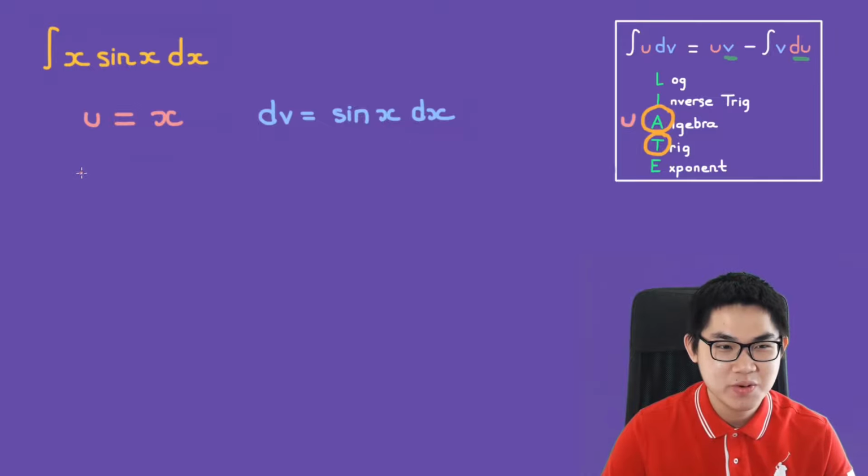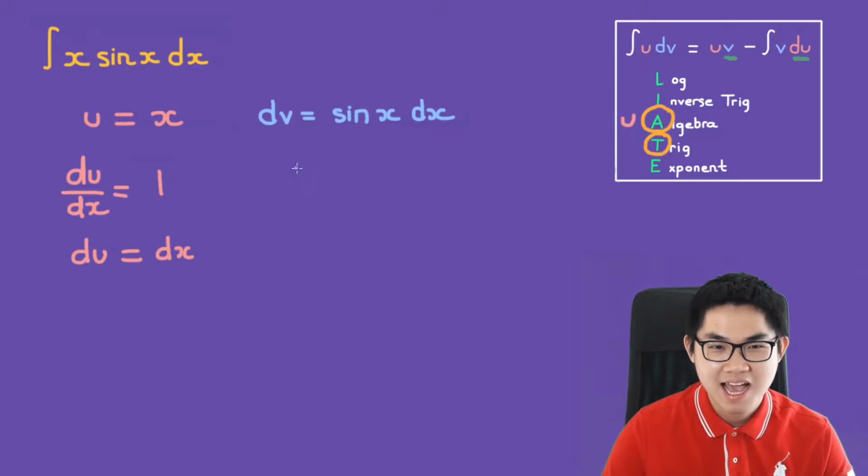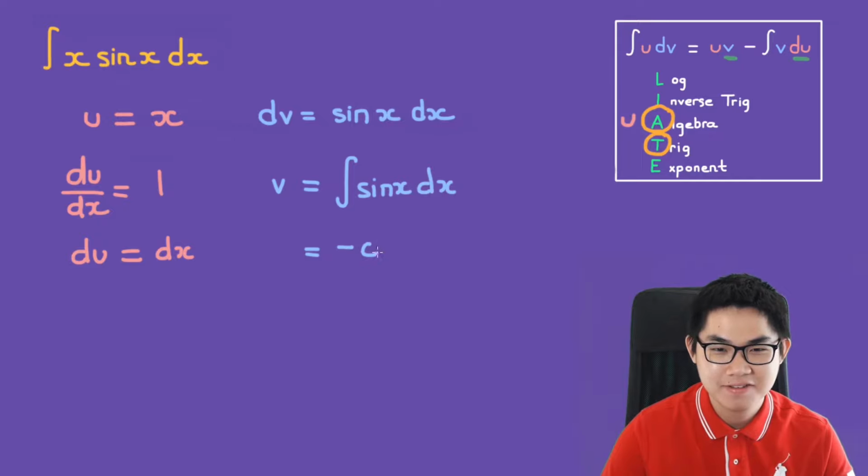So to find the du, all you have to do is differentiate this. So we differentiate, we have du over dx. And what is the derivative of x? It's just going to be 1. And then du is simply equal to dx. How about v? If you want to find v, you have to integrate sine of x. So v is equal to the integral of sine of x dx. And the antiderivative of sine of x is negative cosine of x plus c.